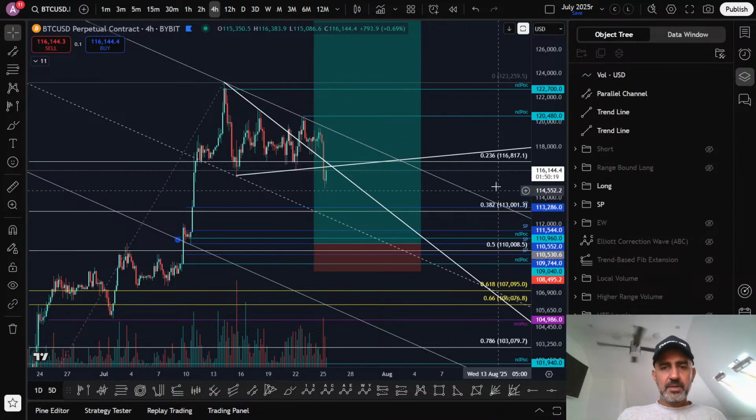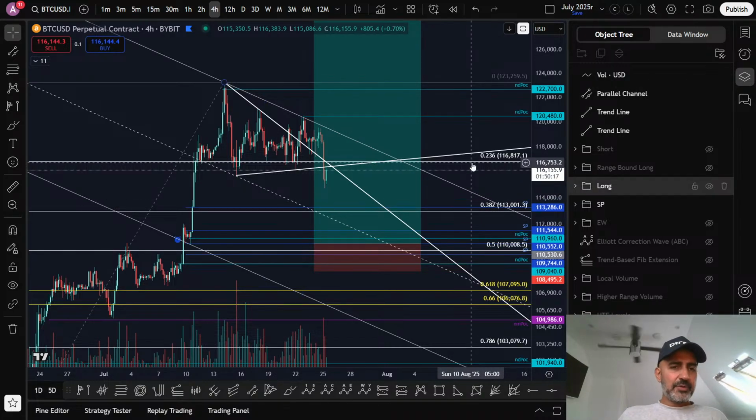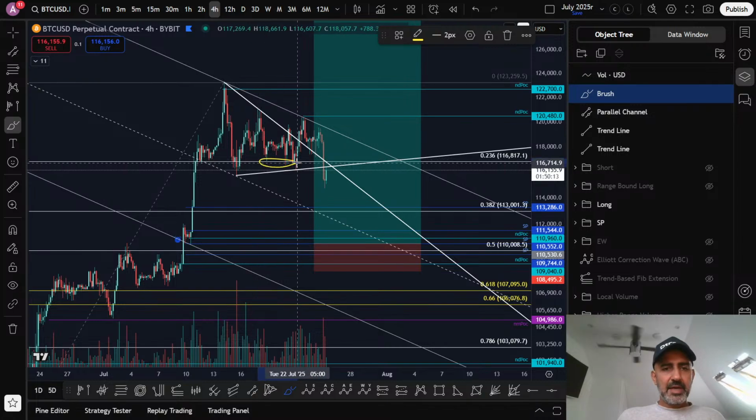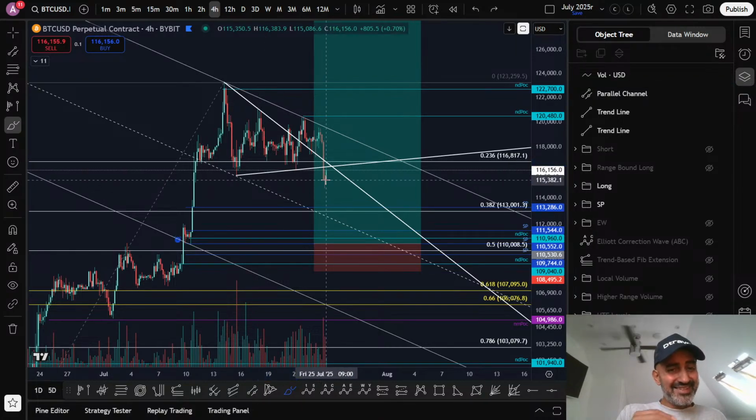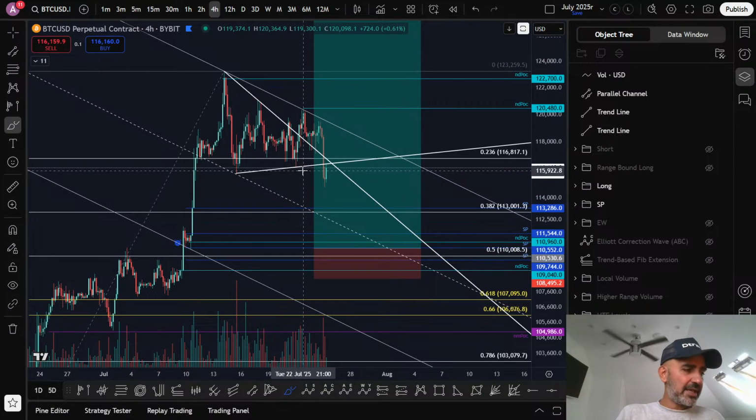We've smashed through that 236. It found support, and then we're underneath it now. So we're kind of underneath resistance at the moment. So obviously it's not a good place to long because you're longing into resistance. We've lost support.